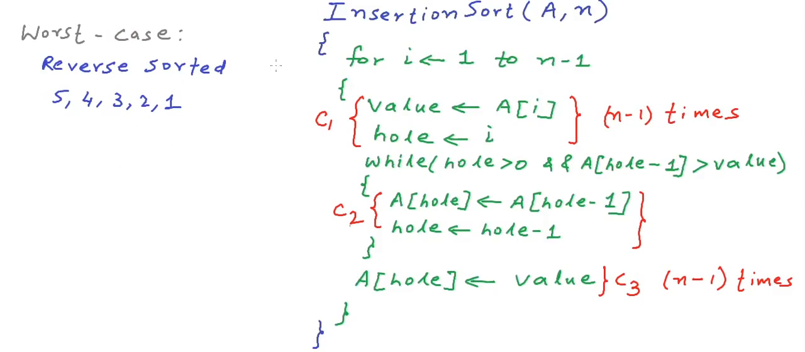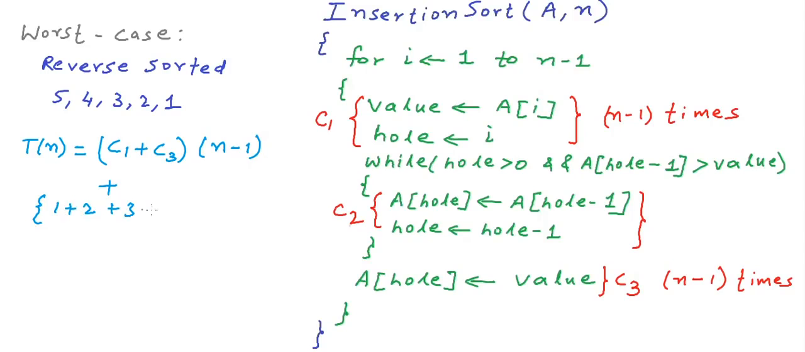We will have a worst case when we have a reverse sorted array, something like 5, 4, 3, 2, 1. In that case, for i equal 1, the statements inside the while loop will be executed once. We will have one shift. For i equal 2, we will have two shifts. And we will go on like this. For i equal 3, we will have 3 shifts, and for i equal n-1, we will have n-1 shifts. So overall cost will be something like c1 plus c3 into (n-1), and 1 plus 2 plus 3 plus all the way till n-1 times c2.